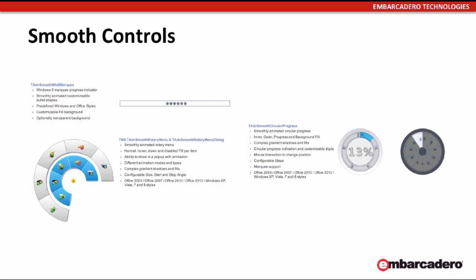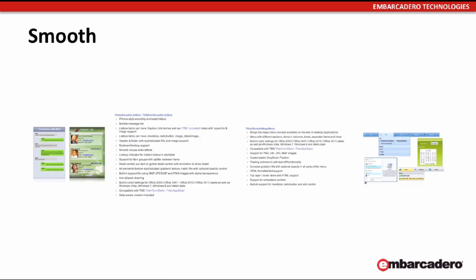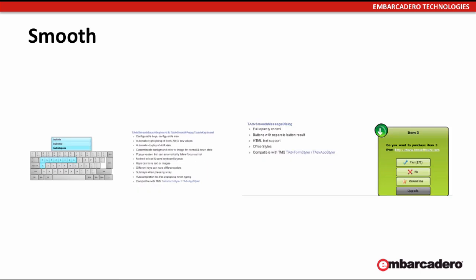Now, Smooth Controls is a really nice pack from TMS. They include a large selection of controls that give you a bunch of different looks and feels that you can play with. For example, the Windows 8 Marquee Progress Indicator that you see here, a very nice rotary type of menu that you can add, or circular progress bars. List boxes and advanced smooth list boxes as well. Some touch keyboard and pop-up touch keyboard look and feel, and as well the smooth message dialog.